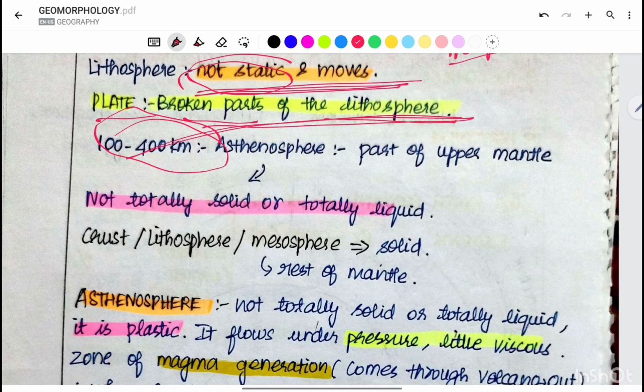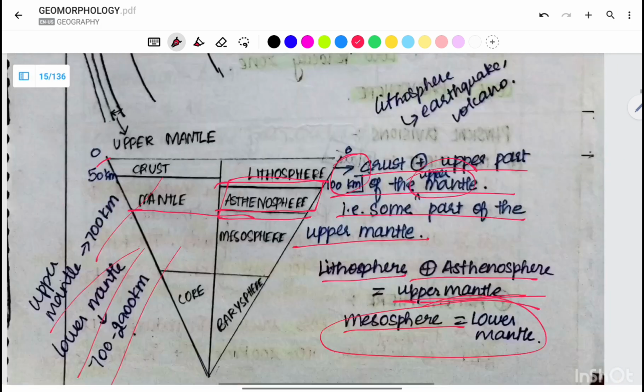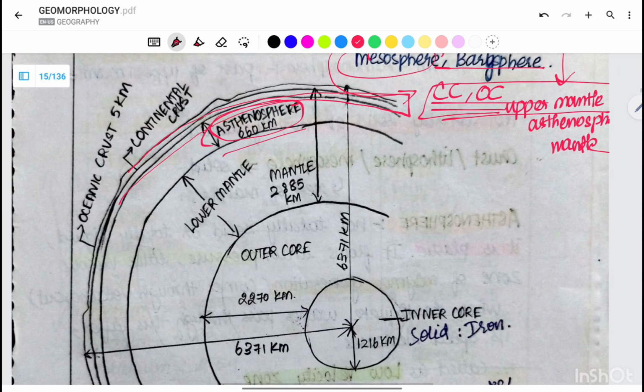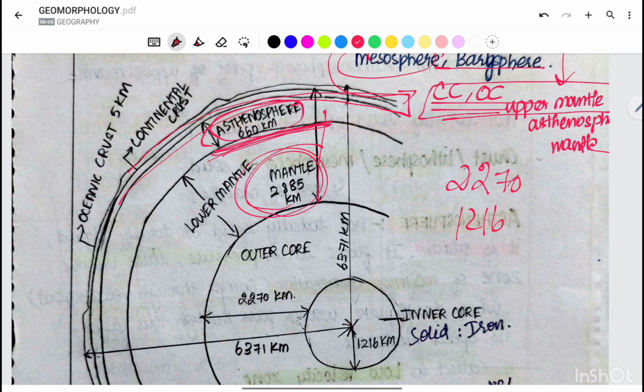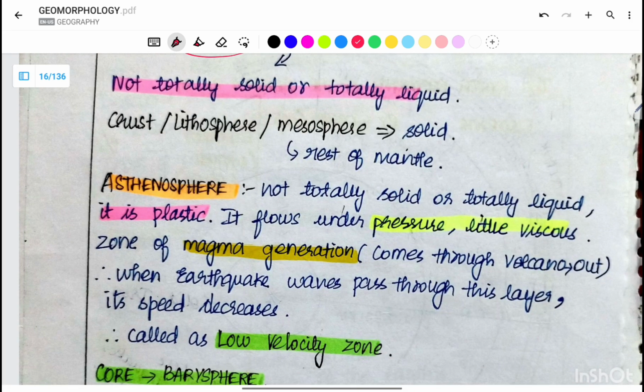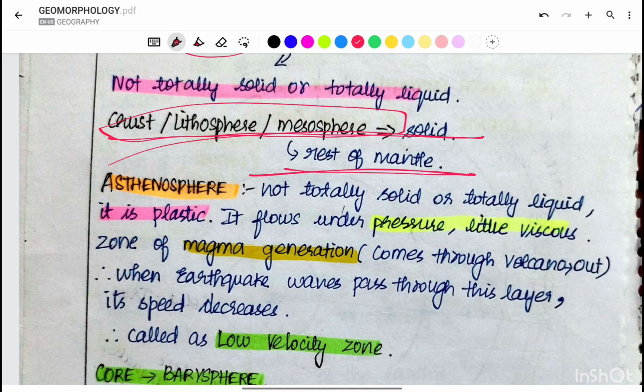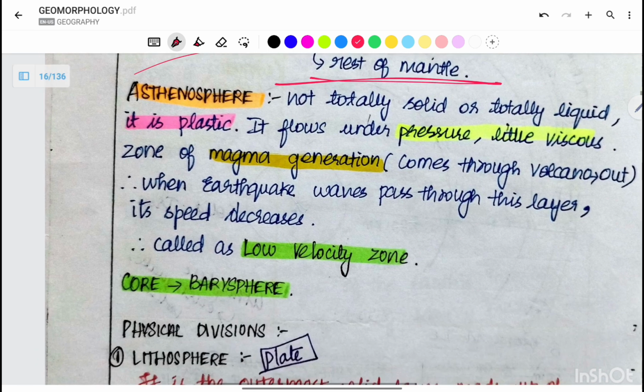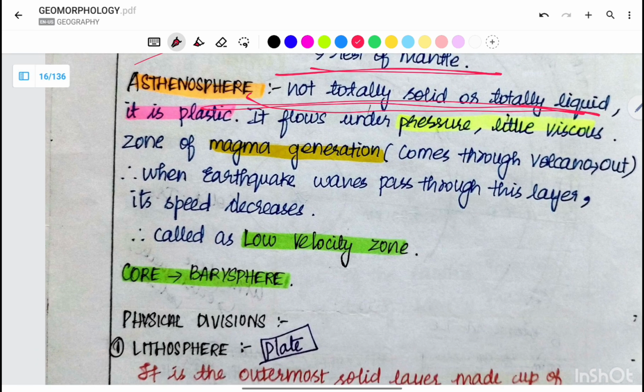So 100 to 400 kilometer is the asthenosphere, up to 660 kilometer. The mantle is total 2880. Outer core is 2270. 1216 is the inner core. Crust, lithosphere, mesosphere is solid. Asthenosphere is plastic.